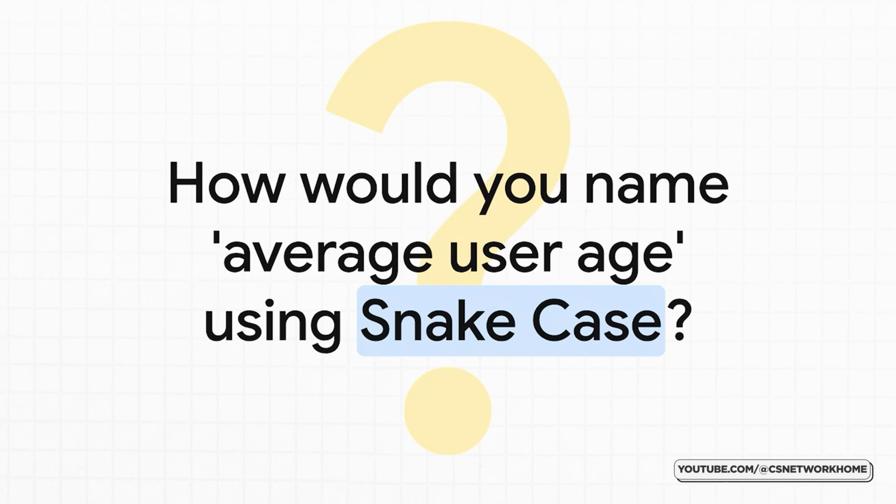So, I'll leave you with a little challenge. Let's put this into practice. Using Snake Case, that Python-friendly style, how would you name a variable meant to hold the average user age on a social media platform? Go on, think about it. Getting that name right, making it perfectly clear and readable, that's where great code truly begins.